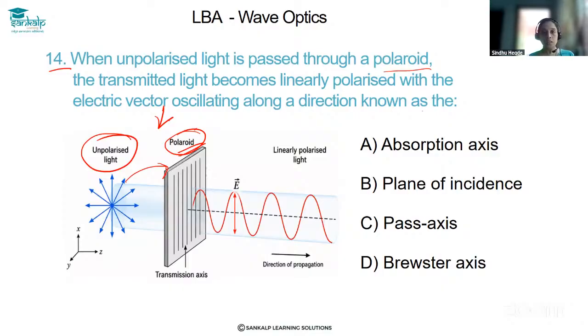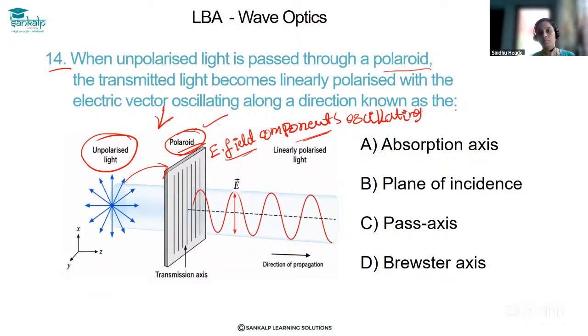When this unpolarized light passes through this Polaroid, it blocks electric field components oscillating in all directions except for one specific axis. So this is the actual concept that takes place here.